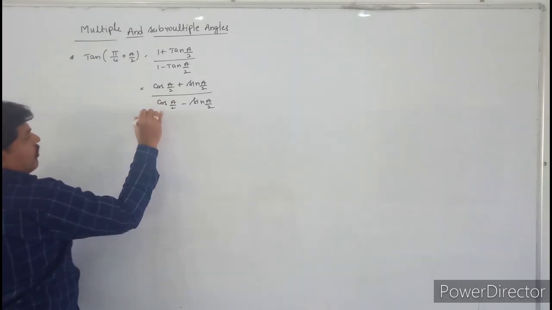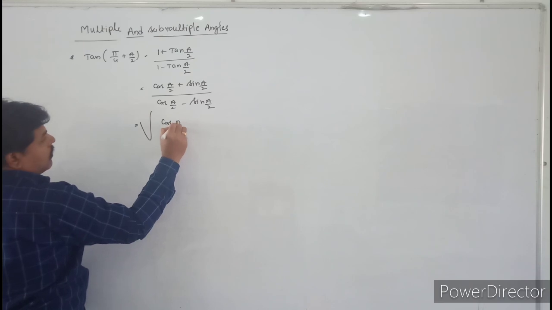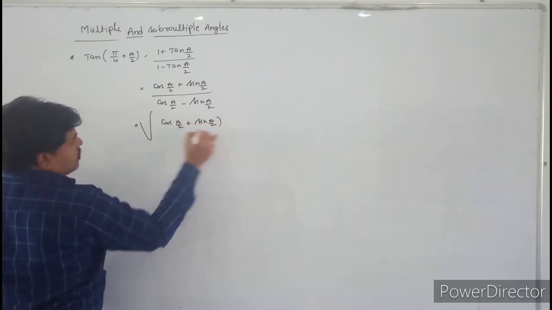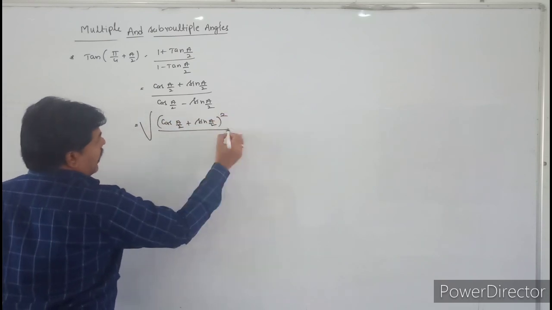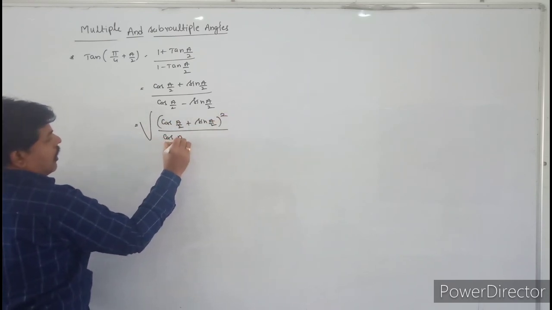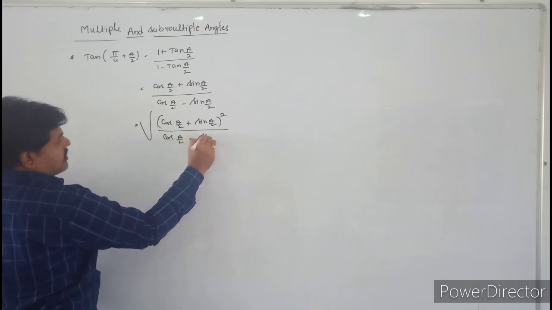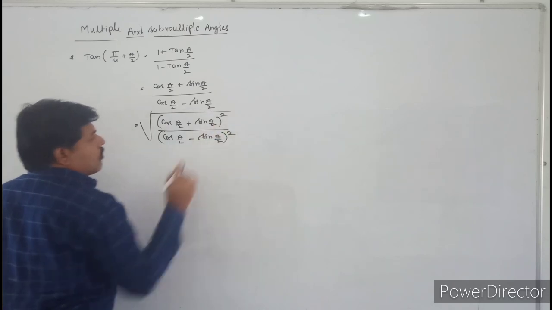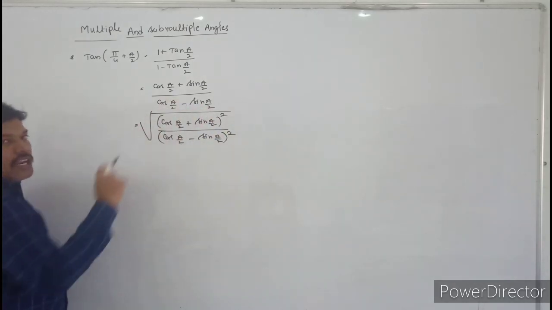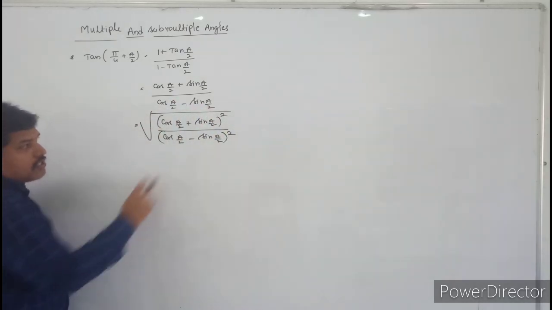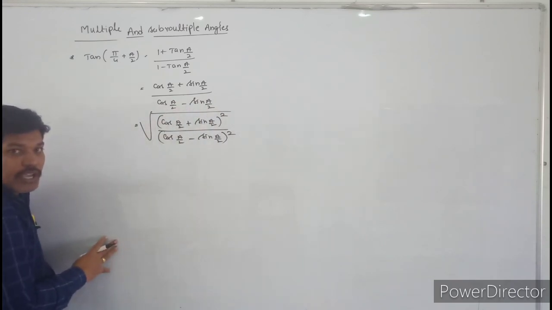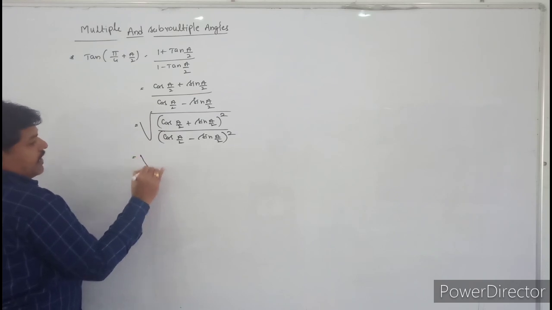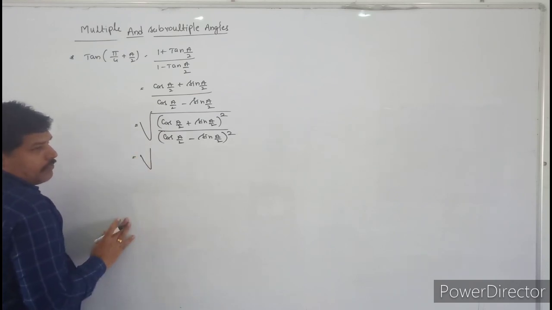See here, square root of cos A by 2 plus sin A by 2 whole square by cos A by 2 minus sin A by 2 whole square. So what happens, students? I am taking the square in the numerator and the square in the denominator. Why? Because you can cancel the square and the root. It is in the form of A plus B whole square. You can expand that. What happens?